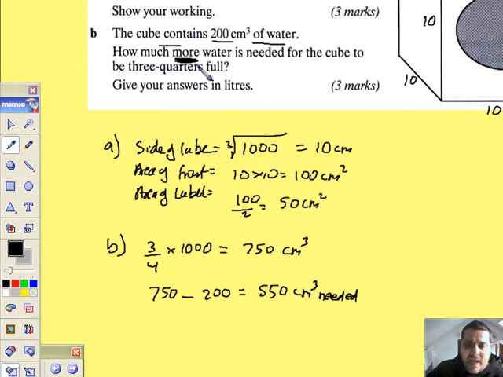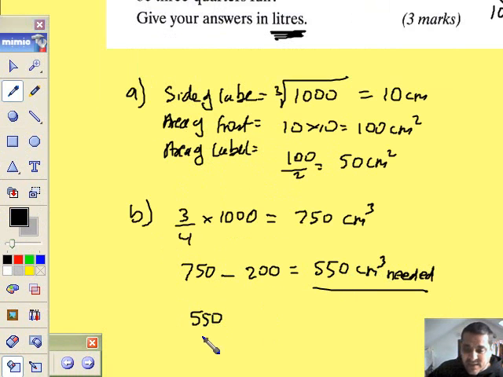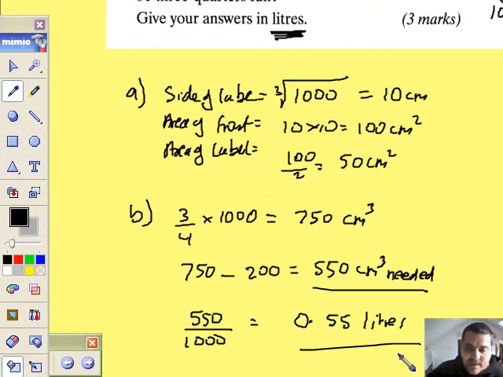Question again: how much more water is needed for the cube to be 3/4 full? So therefore I need an extra 550 centimetres cubed, but I must give my answer in litres. So I must now divide by 1,000 to get it into litres. I don't know why, this is less than 1,000, why should they even do that? Anyway, that's going to be 0.55 litres. And that question's done, and that's that.